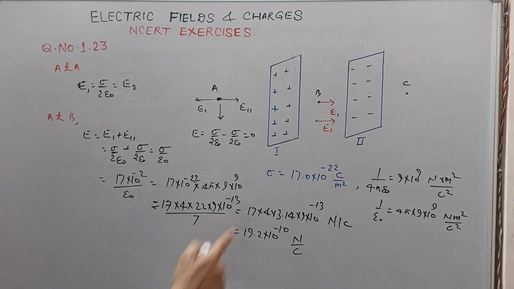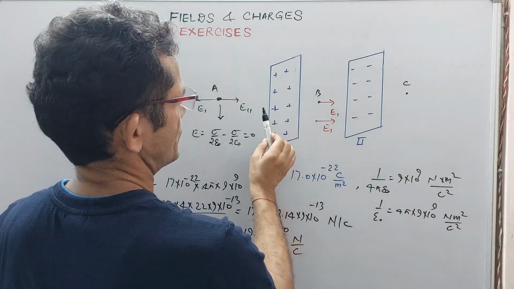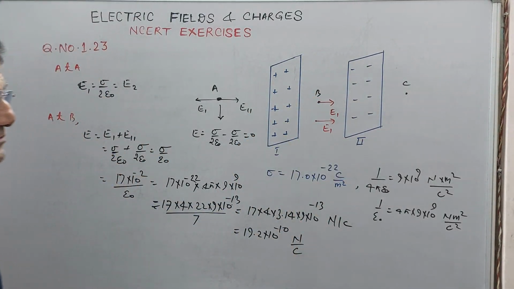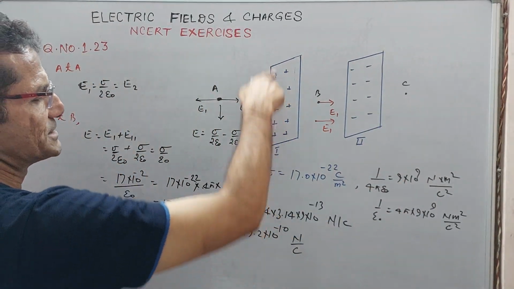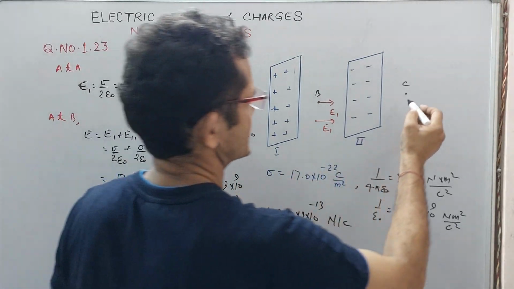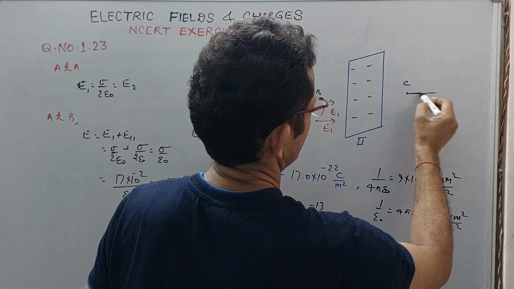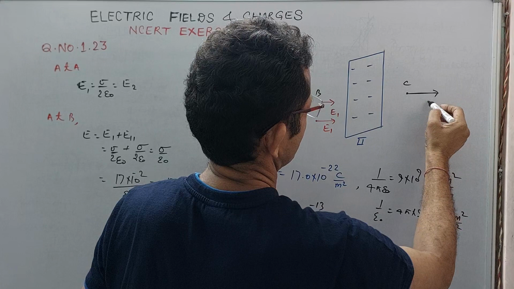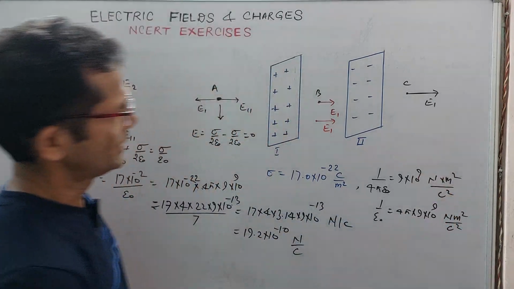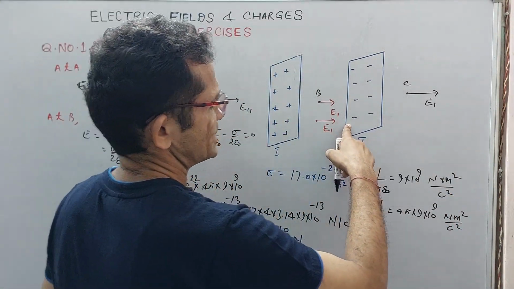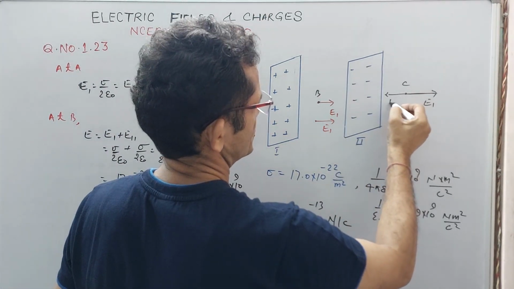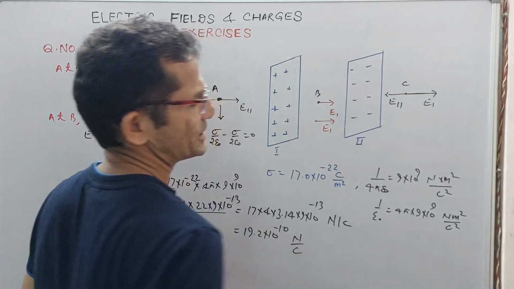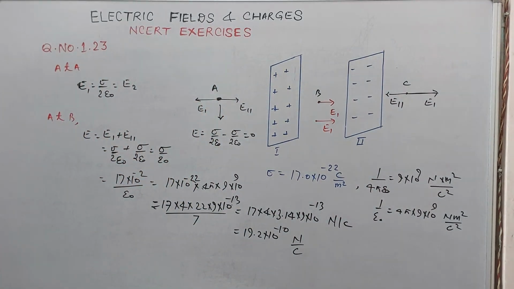This is the electric field at the point B, and the direction is from the first plate toward the second plate. Now at the point C, the first plate has a positive charge, so its electric field is away from the positive plate, and the second is a negative plate, so its field will be towards the negative plate. Since both are equal and opposite, the electric field at the point C will cancel out.